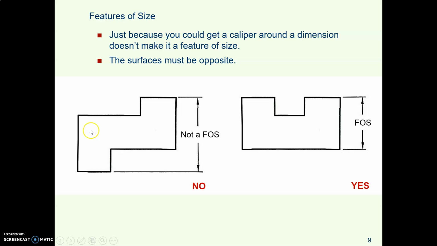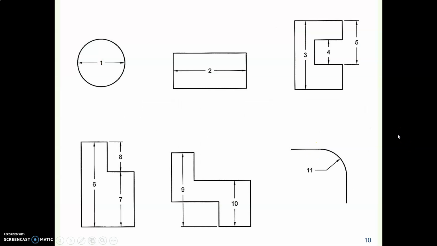For example, you might be holding this zigzag-shaped part and a caliper, and you might say, oh, well, I can put two jaws of the caliper over these legs. Yeah, you could, but it would not give you a straight, true, reliable measurement. Your caliper might be sitting kind of at an angle, kind of hard to tell. Only if the surfaces are opposite each other and you can get the jaws of a caliper on there squarely is it a feature of size.